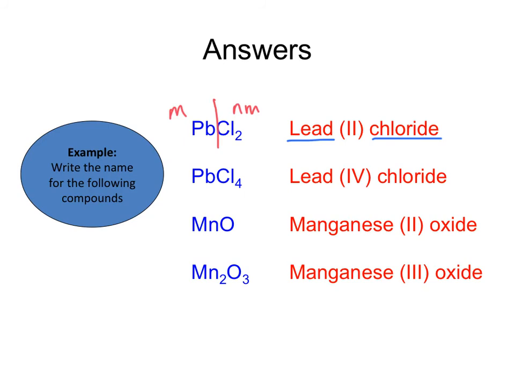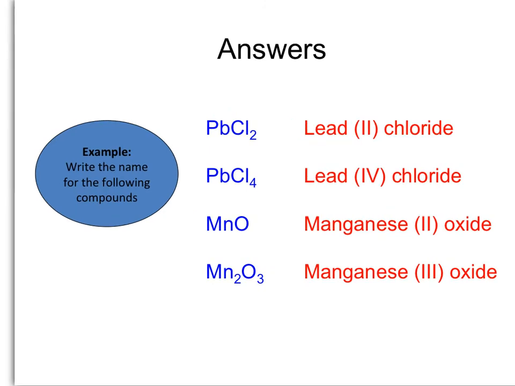Because lead is a transition metal, we do need to figure out its charge. So we're going to go to the periodic table. We're going to grab the charge of the negative ion, which is chlorine. That's a -2. So this lead has to be a +2 in order for these to equal 0. Since there's only one of them, this will be lead 2 chloride.